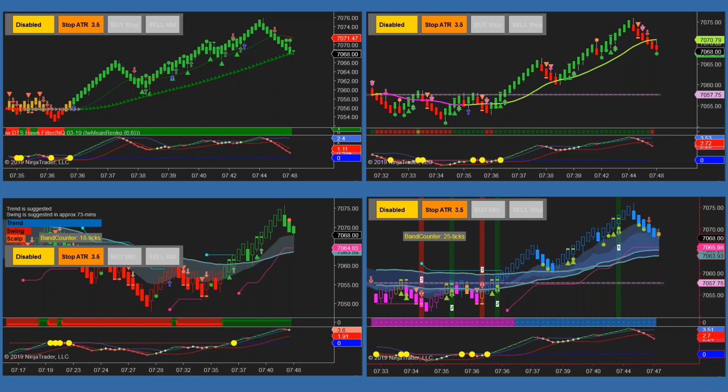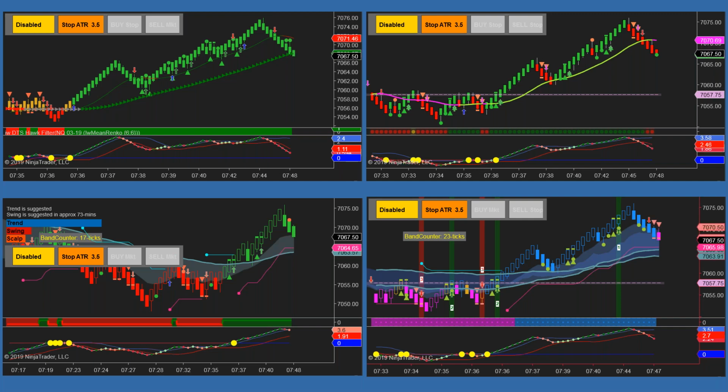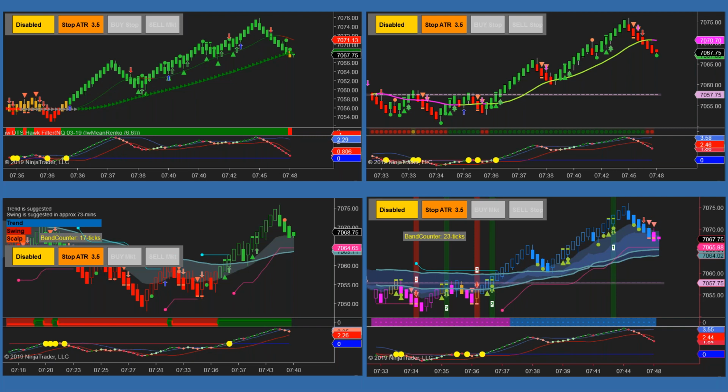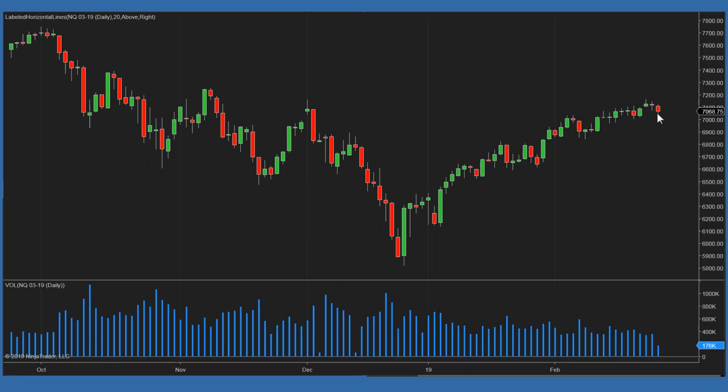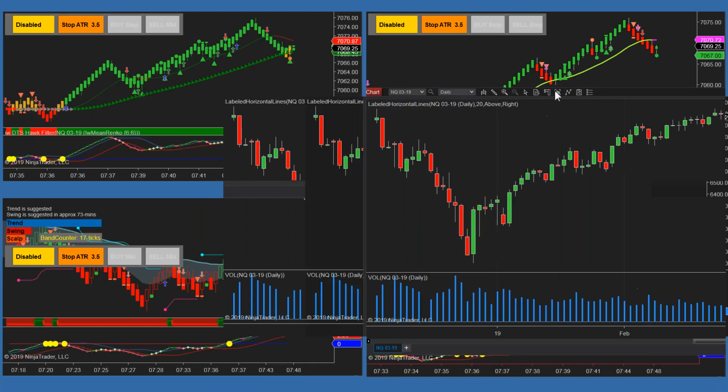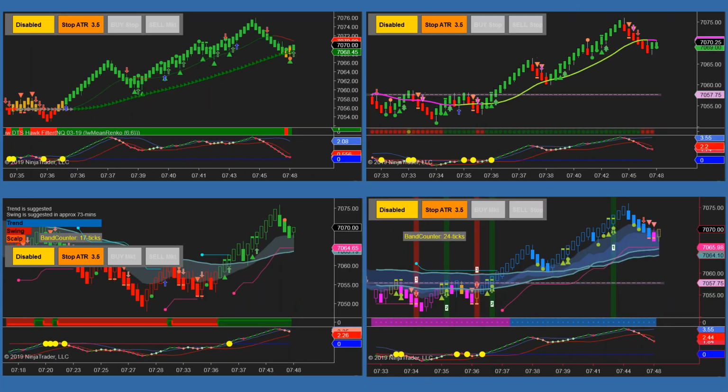Overall, though, pretty good day. Pretty good day. At least we saw some ranges today. So far, the day's still a little bit smallish, but better. Hooray. We get excited about a little bit of a ranging day.